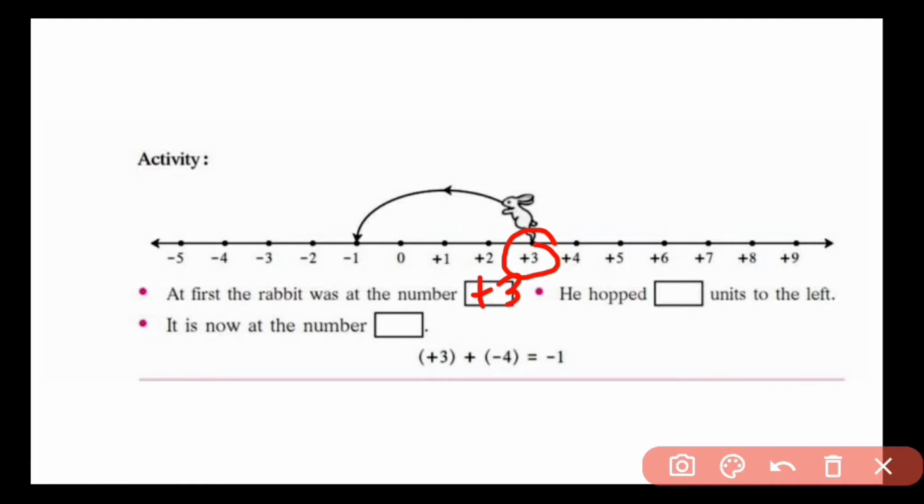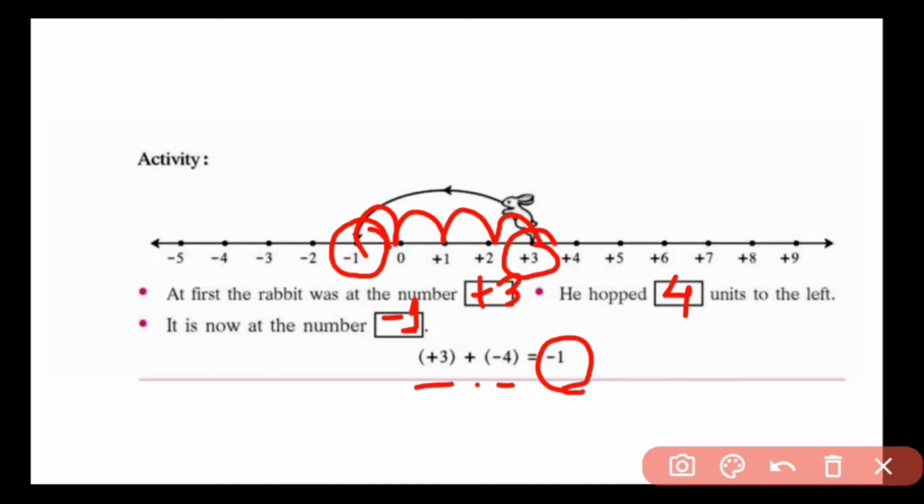Okay. Now it hopped dash units to the left. 1, 2, 3, 4. 4 units to the left. It is now at the number, at which number it is there? Minus 1. So what does it mean? Plus 3 plus minus 4 is equal to minus 1. So we have to add minus 4 to plus 3. When the rabbit is hopping at the left side, we have to add a negative number. And when it is hopping at the right hand side, we have to add a positive number.